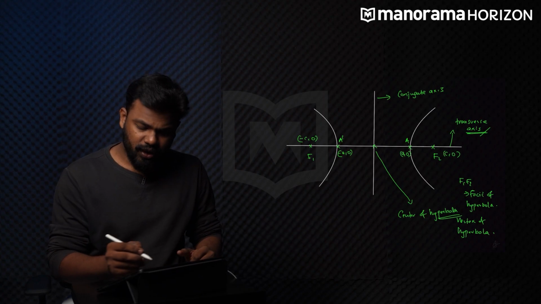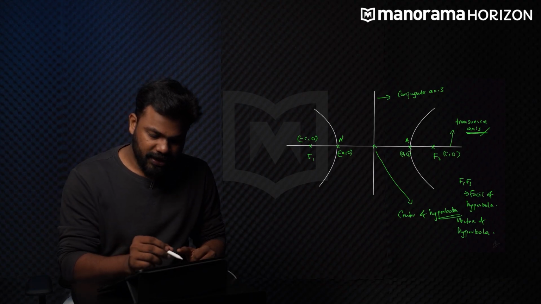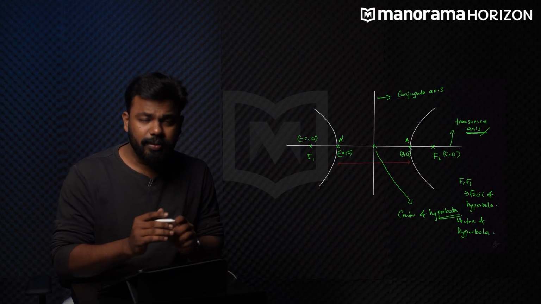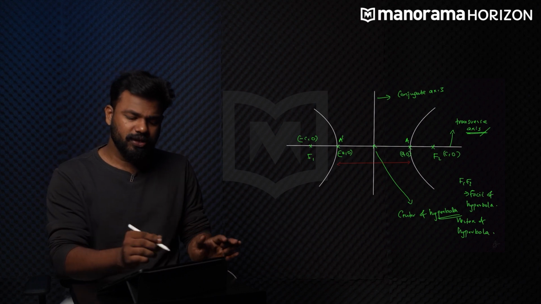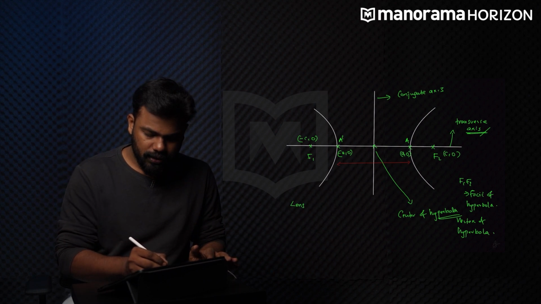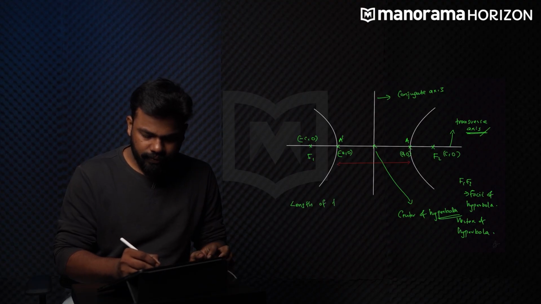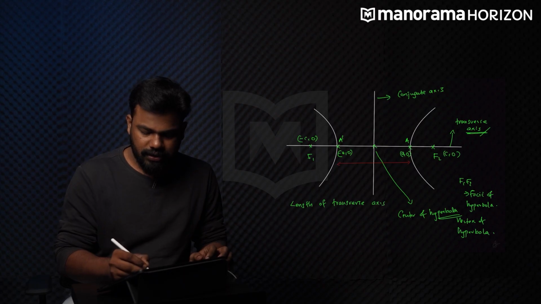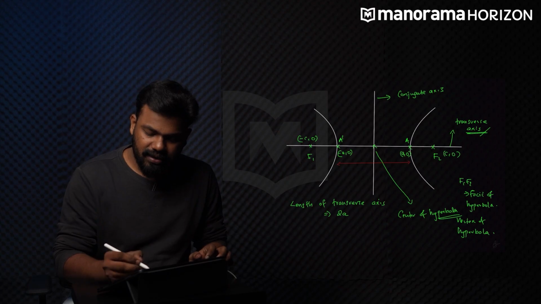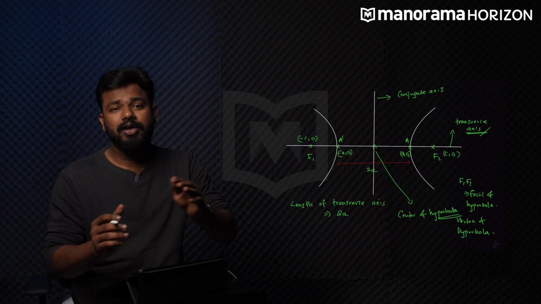And now look at the length of the transverse axis. You can see that it is from here to here, right? So what will be the distance from minus A comma 0 to A comma 0? It will be nothing but 2A. So the length of the transverse axis is nothing but 2A. So this length is A, and this length is how much in total? It is 2A.